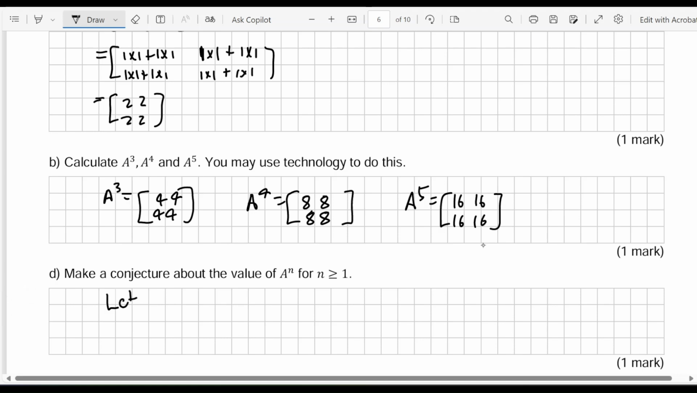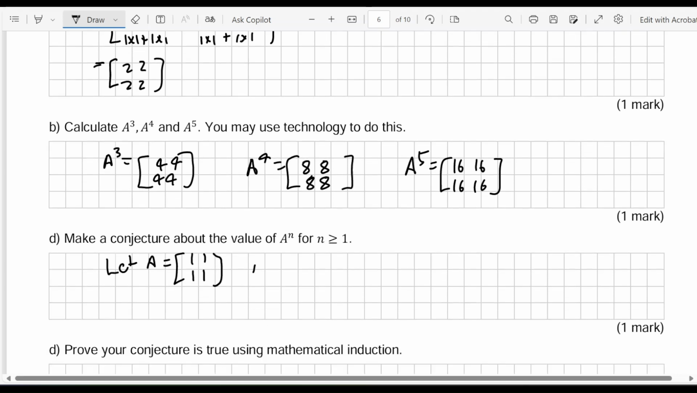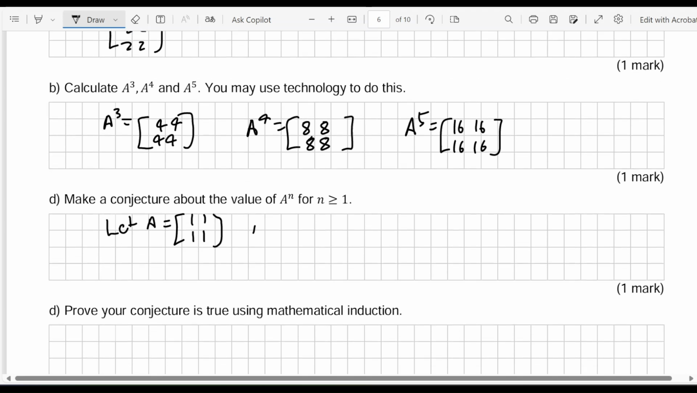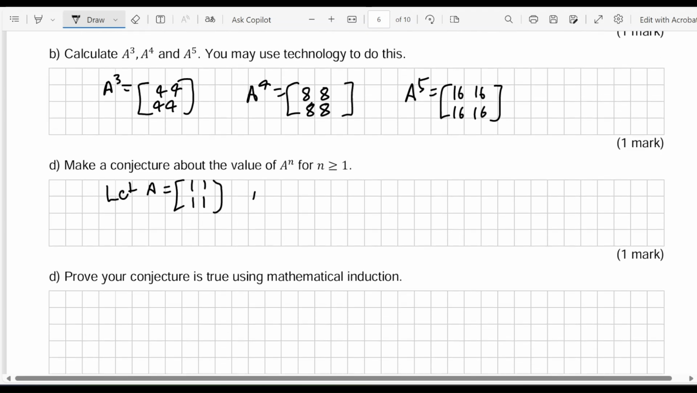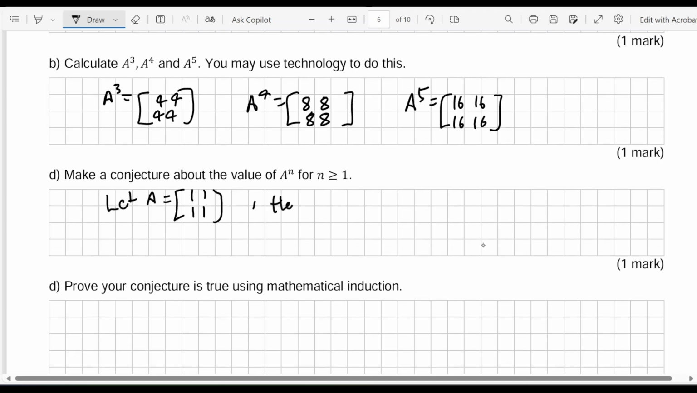Conjecture. Let A equal 1, 1, 1, 1. Very important that you write this, because conjectures should be complete statements on their own. They shouldn't rely on the reader knowing some prior knowledge about A. Then, A to the n is 2 to the n in all spots.